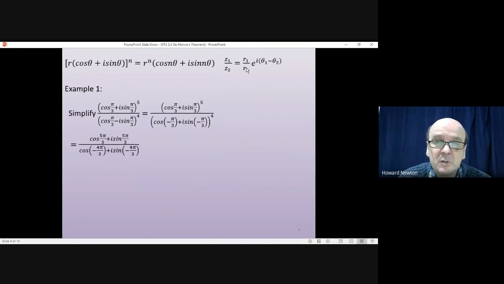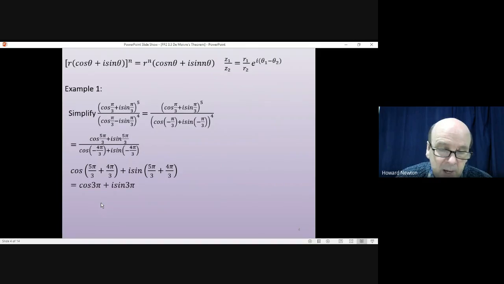And what we're then going to do is use this rule for dividing complex numbers. That if you're dividing complex numbers, you divide the two moduluses and you subtract the arguments. Now, we've just got to divide 1 by 1 for the moduluses, which is just 1. Subtracting the arguments gives us 5 pi by 3, take away minus 4 pi by 3, which becomes 5 pi by 3 plus 4 pi by 3, which simplifies to 3 pi. The cosine of 3 pi is -1, the sine of 3 pi is 0. So this complicated expression simplifies to just -1.